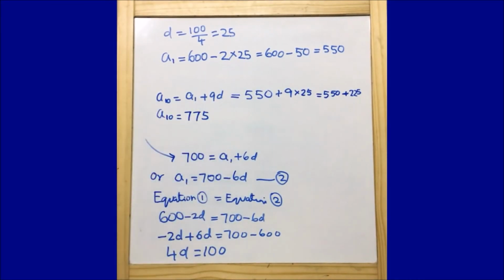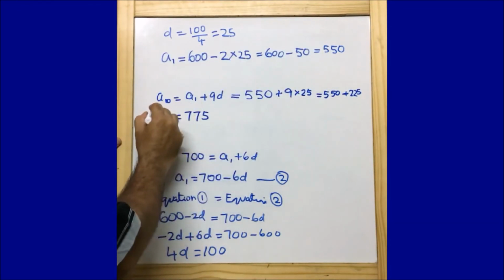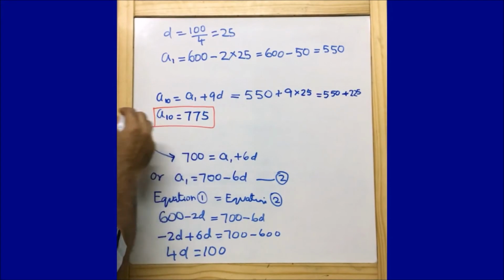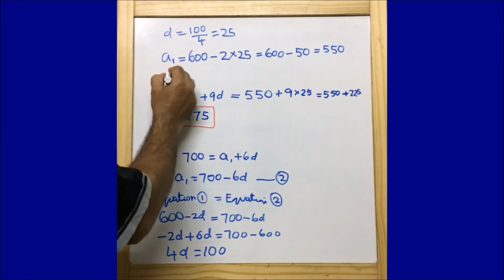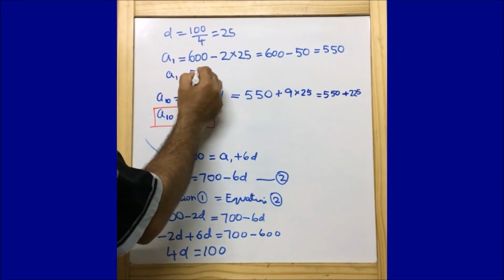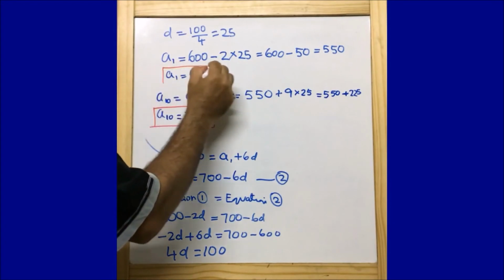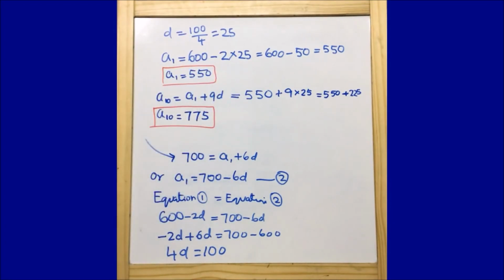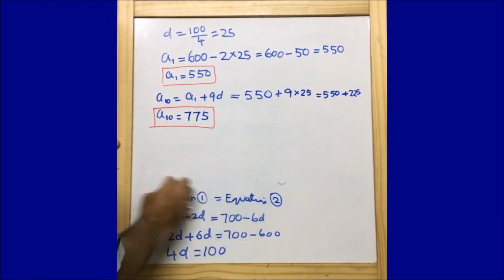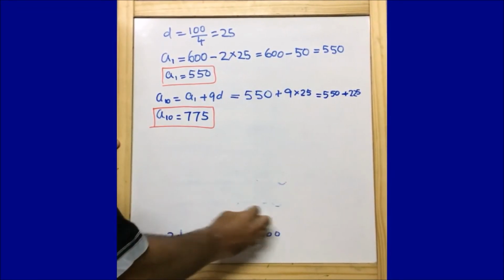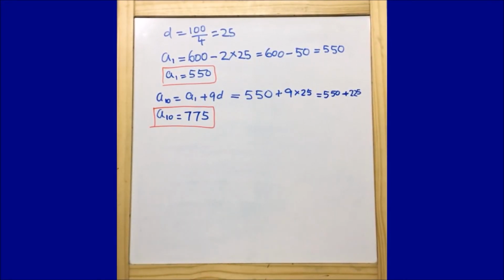Okay, now you could see we got the value of a10 is 775, and we got the value of a1 is equal to 550. These are the two things that have been asked in the question, and we found out these two things. Now we are going to find out the value of Sn. Finding out the value of Sn is again going to be super easy, because we know the formula, and we can easily find out.